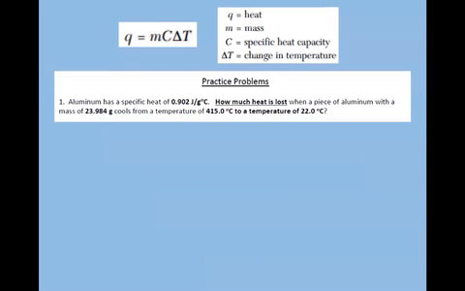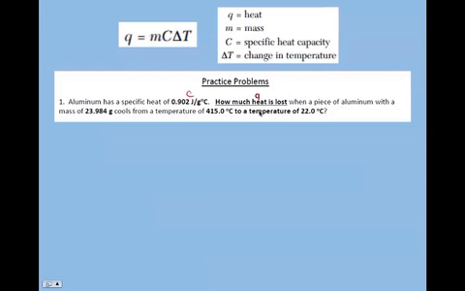One thing is just being able to identify what everything is. So in this first one, aluminum has a specific heat of 0.902 joules per gram degrees Celsius. That unit tells me that that's going to be my constant C, or specific heat capacity. It wants me to tell how much heat is lost. Heat is going to be Q, which you can see up from the reference table.